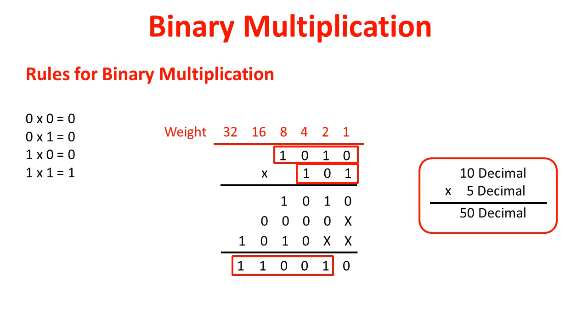So you can see the result that has been achieved from the binary multiplication is 50. You can see 10 times 5 is equal to 50. Here also we have achieved 50 after converting the binary into decimal. We have checked that it is also 50, and that means we have done this binary multiplication perfectly. Now let us do binary division.